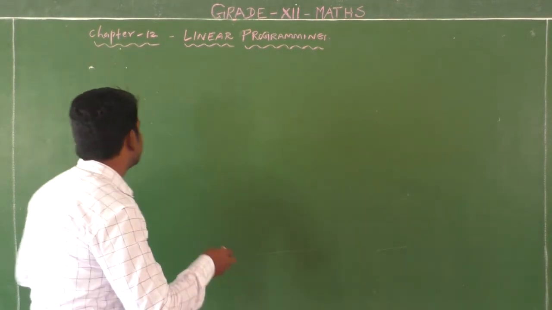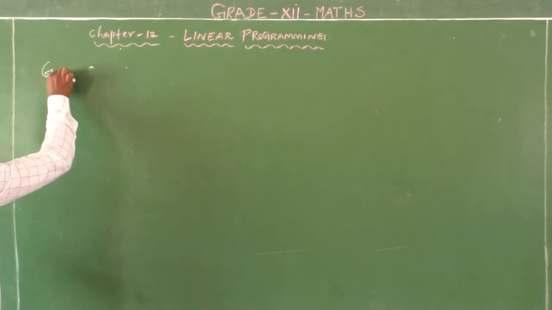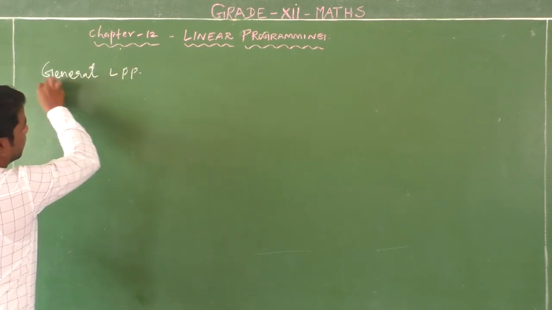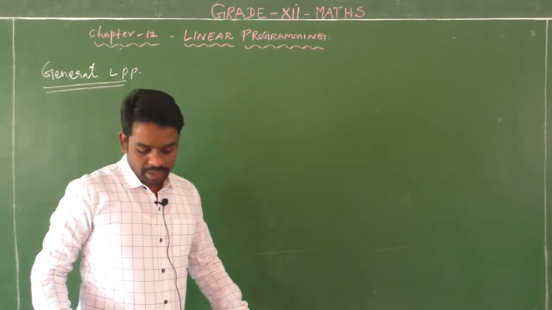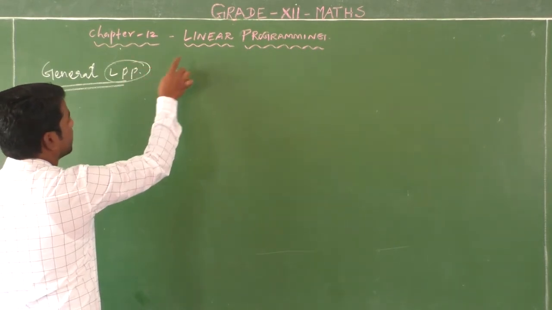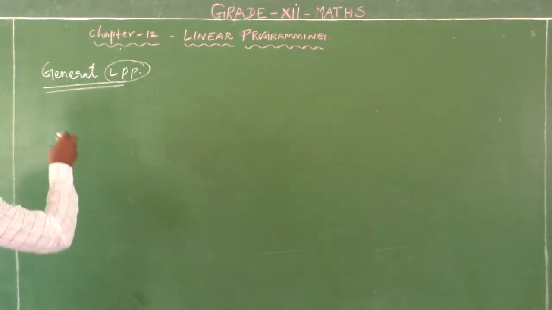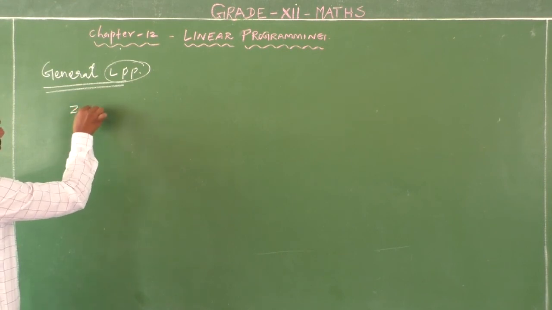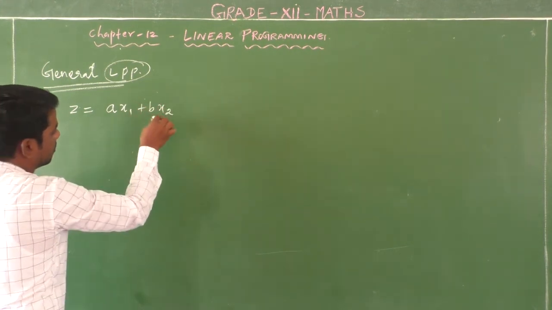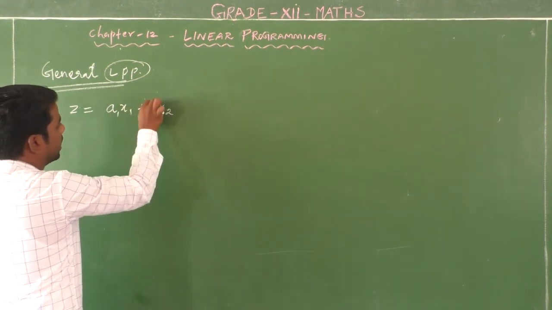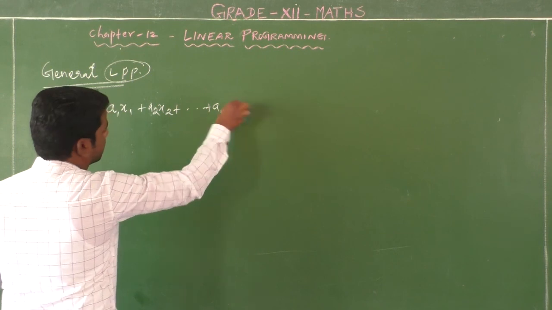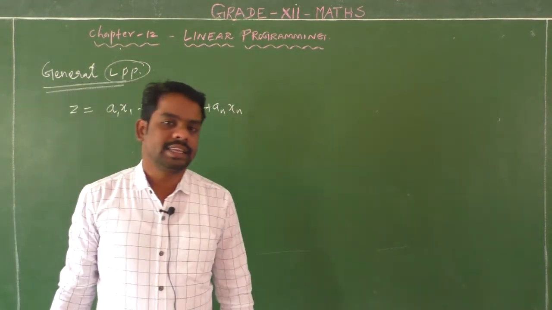So let's say a general LPP. General LPP means linear programming problem. Let's say a function z equals a1 x1 plus a2 x2 plus and so on, plus an xn.